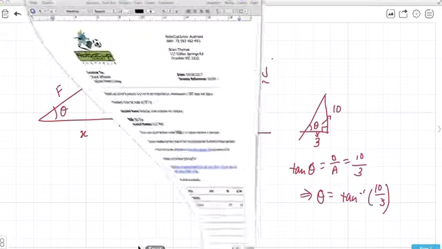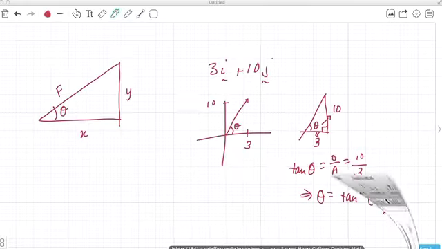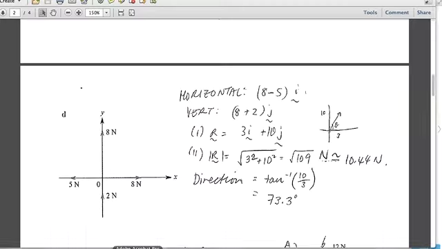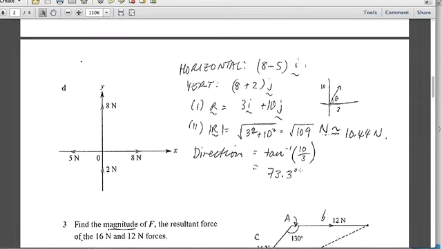And you can see in the notes here that inverse tan of 10 over 3 is 73.3 degrees. And it's already measured off the eye, so that's all fine.